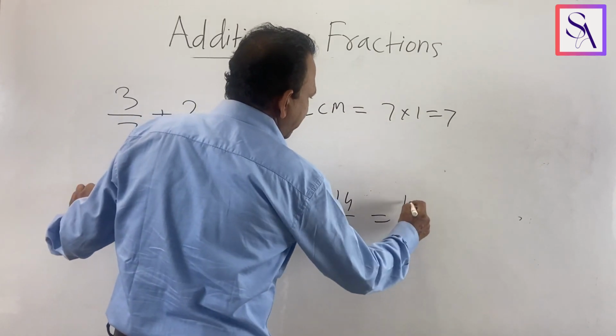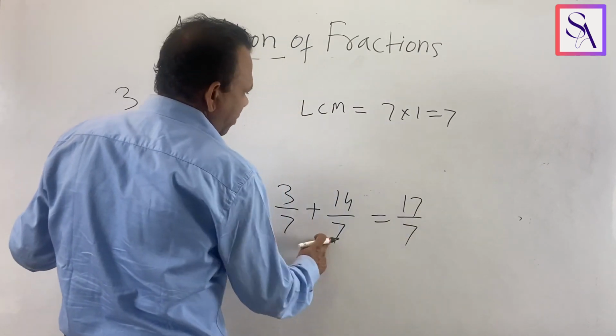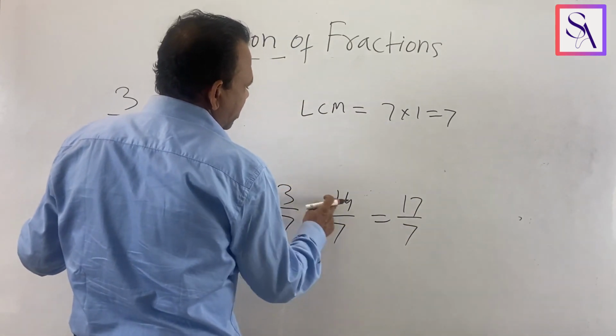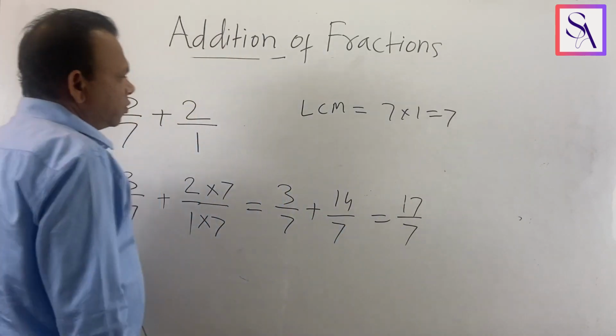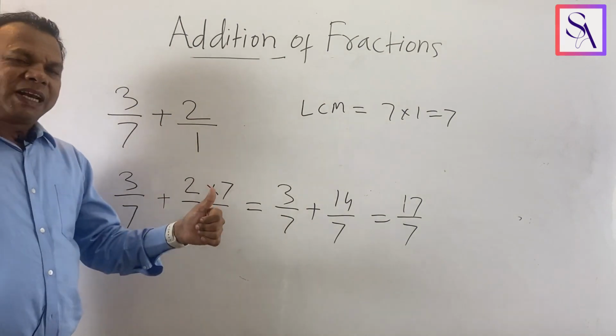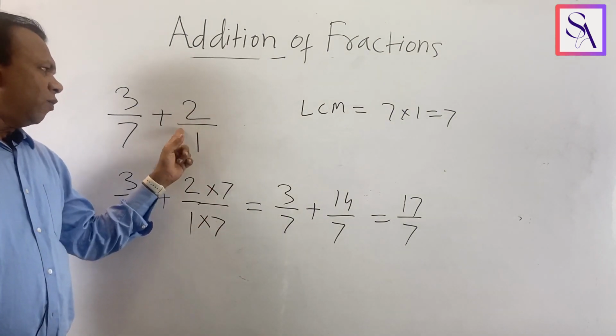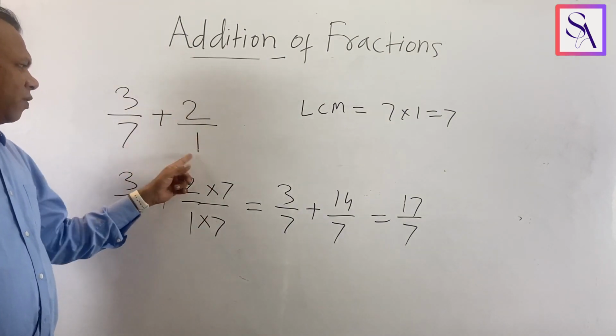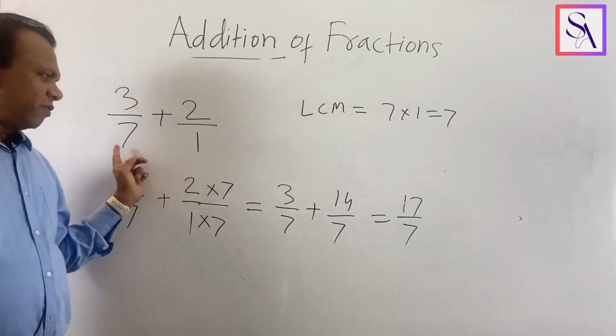So 17 by 7. 17 is common. 3 plus 4, 14, 17. So this is the answer, right? So what is the trick? Below any whole number 1 is there, then you have to solve addition of fractions.